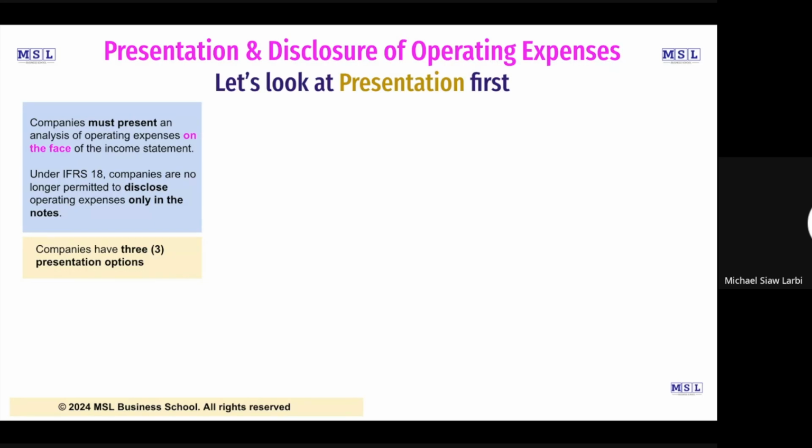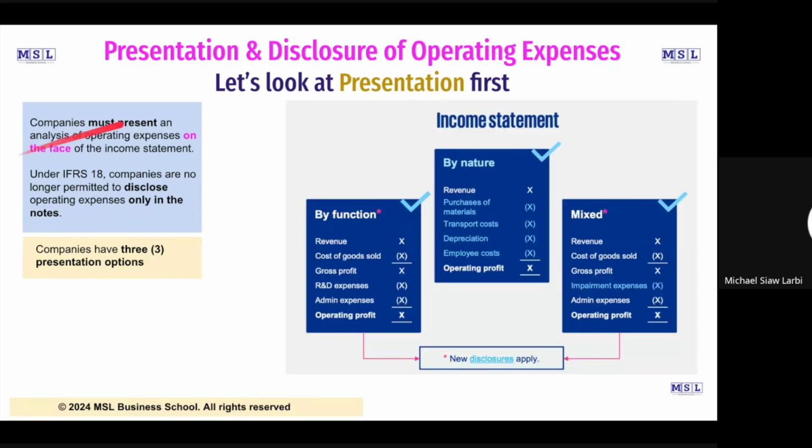You have 3 presentation options, really. You can either do presentation of expenses by function, by nature, or mixed. Mixed is new, right? They've given you the chance to use a mixture of function and nature classification. But there are some disclosure requirements. So if you decide to do presentation by function, then you have new disclosures in the notes. So extra work for accountants to do here.